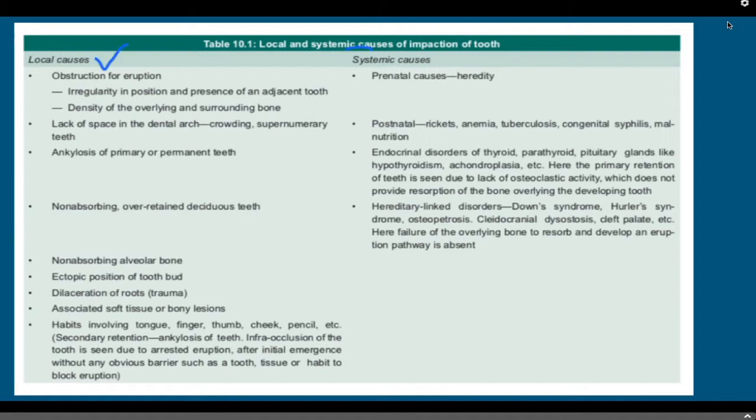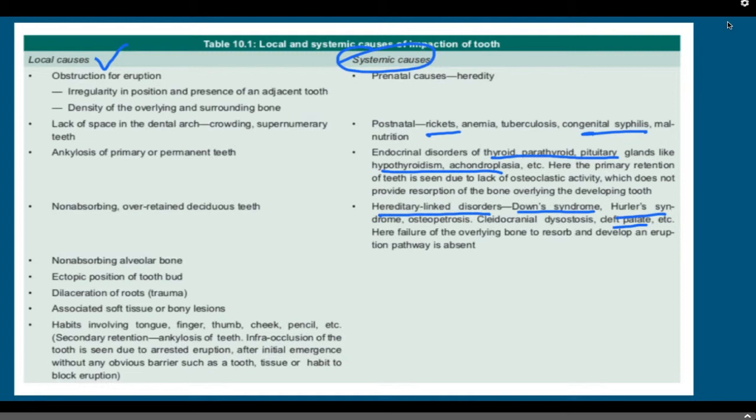But systemic causes are the areas of question. I have seen questions like rickets, congenital syphilis, hormone related diseases, there are many hormone related diseases, many hereditary diseases, Down syndrome, Hurler syndrome, cleft lip, and in all these cases you will have retained deciduous or retained permanent teeth. That's a sort of impaction, right? Anyway, we are going to learn about each aspect in detail in the particular disease when you're dealing with pedo, or when you're dealing with oral path and oral medicine.